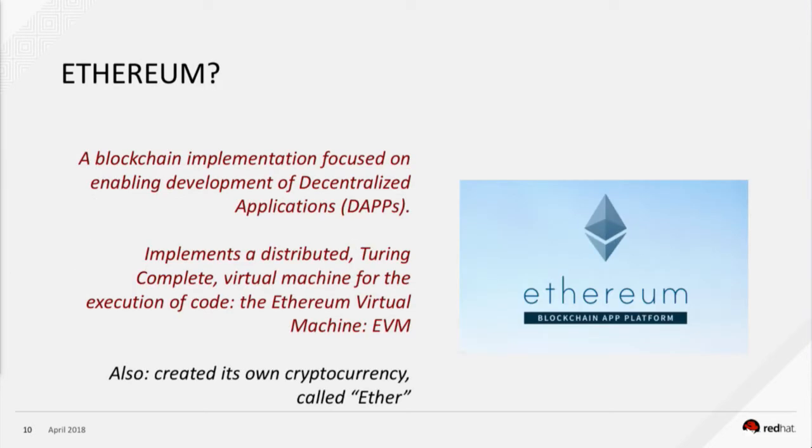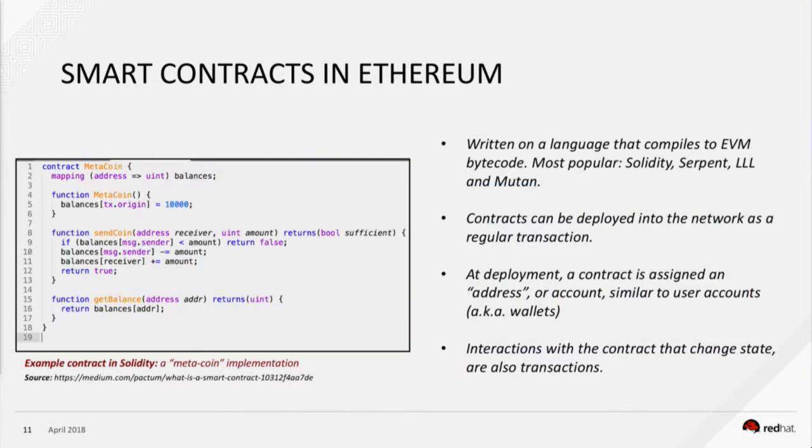Ethereum is a blockchain implementation focused on enabling the development of decentralized applications. It implements a Turing-complete virtual machine for the execution of code. It also defined a cryptocurrency called Ether. Smart contracts in Ethereum are written in specialized languages like Solidity and Serpent. They are deployed into the Ethereum network.